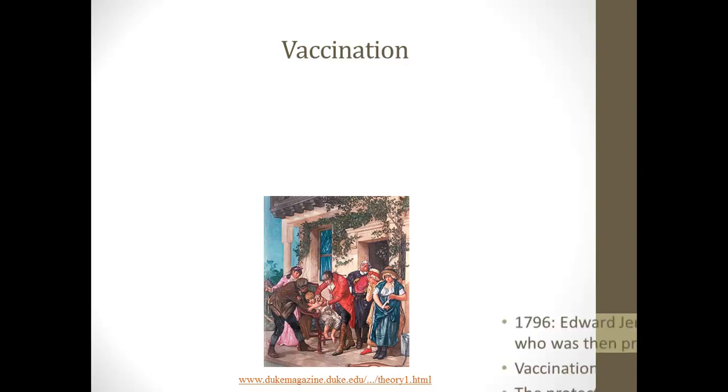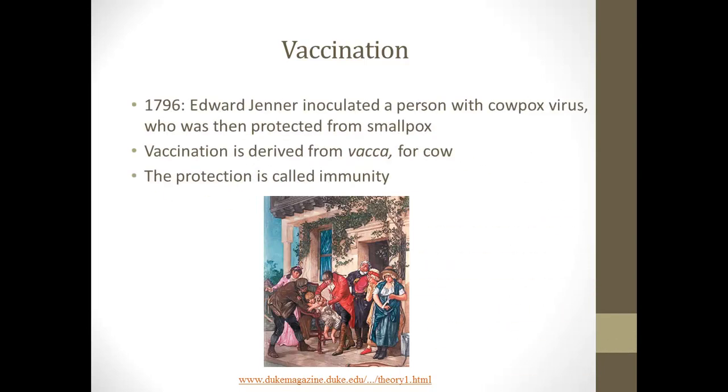Vaccination. In 1796, Edward Jenner inoculated a person with cowpox virus, who was then protected from smallpox. Vaccination is derived from vacca, for cow. So that's where they came up with the name. The protection that we get from vaccination is called immunity.